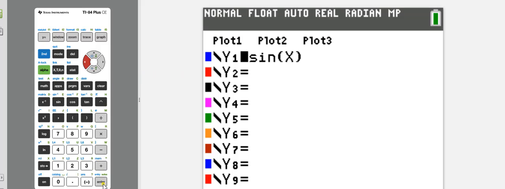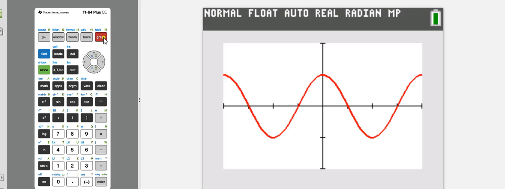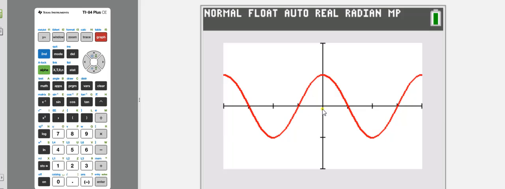So I'm going to deselect sine x, and as my y2, I'm going to graph cosine x. I'm going to leave the window as it was, so let's graph cosine x. And now look at cosine x. When x equals 0, cosine of 0 is 1. And when x equals pi over 2, cosine of pi over 2 is 0, and so forth. Again, this is one cycle, because this cycle right here repeats.